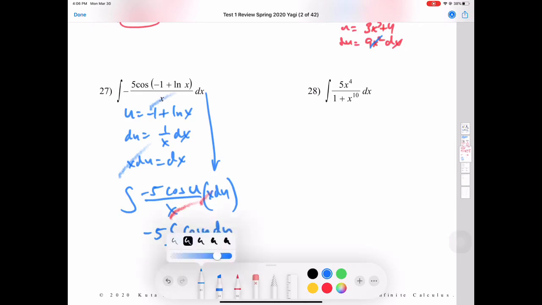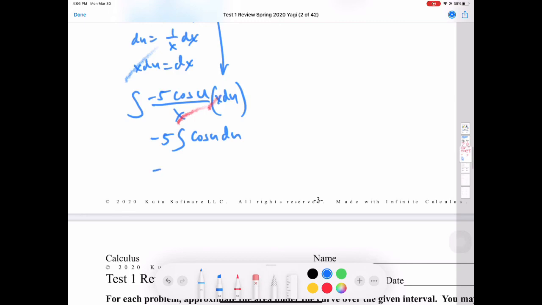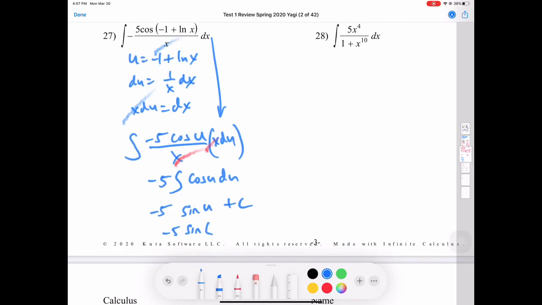And the integral of cosine is negative 5 negative sine, oh, not negative, positive sine of u. Oh, sorry, not dx, I'm sorry, plus c. Oh, darn it. Sorry, I keep rambling on. Our u value, that was a u value, right? I need parentheses here. And then replacing the u value, negative 5 sine, we said u was negative 1 plus natural log x, plus c.